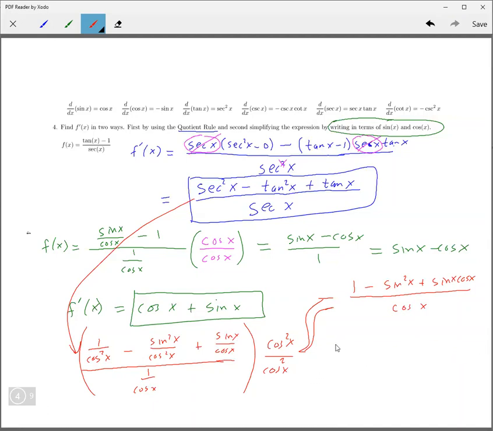Okay, now one important trigonometric identity is that sine squared x plus cosine squared x equals 1. So that means that 1 minus sine squared is cosine squared. This is cosine squared x.